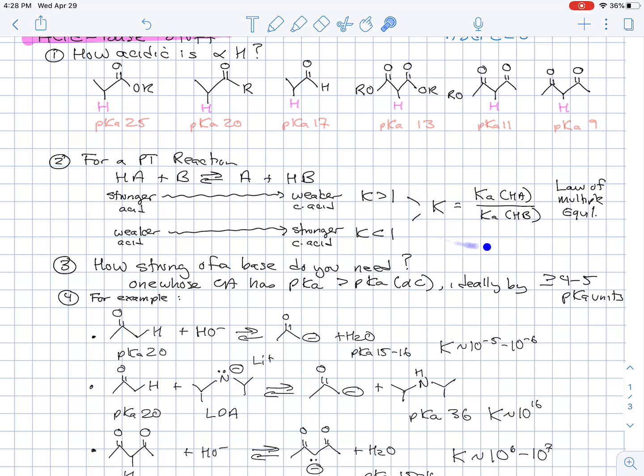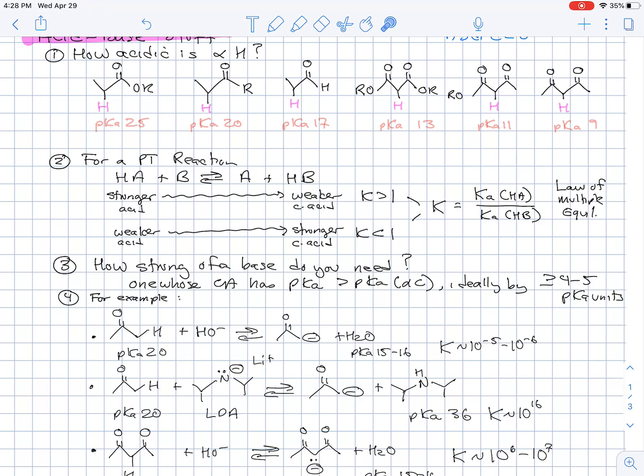If you want to get a little mathy, you can use this equation, which comes from the law of multiple equilibria. It's not something that's based on the mass action expression. And so the K for this overall proton transfer reaction is going to be equal to the Ka of the compound acting as the acid divided by the Ka of the compound acting as the conjugate acid.